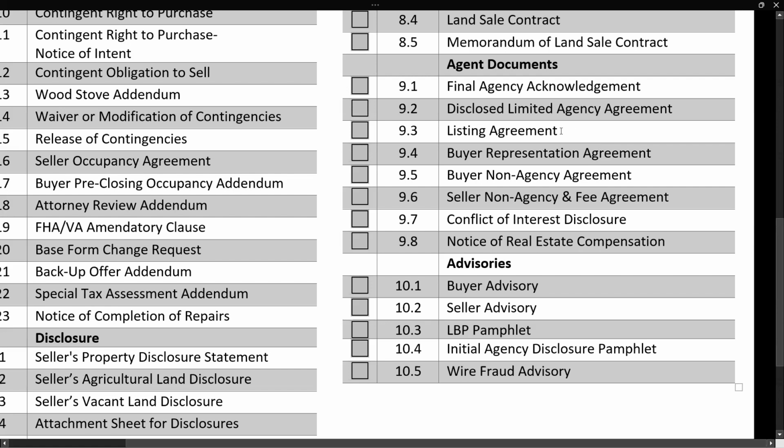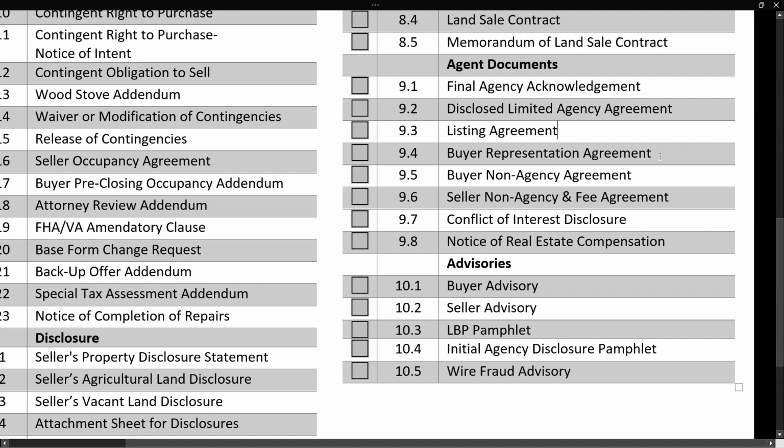9.3 is the listing agreement. This is a way that you can represent a seller. It provides protections and context for how you are representing the client, as well as the ways that the contract is terminated and the ways you are entitled to commission. It also states what the seller authorizes you to do, how they authorize you to advertise the property, or whether they authorize you to put a lockbox on the property.